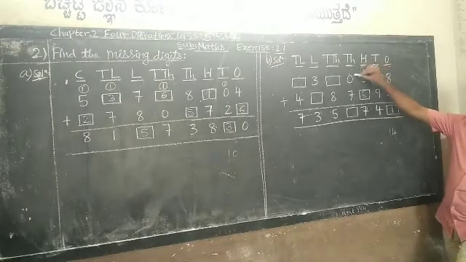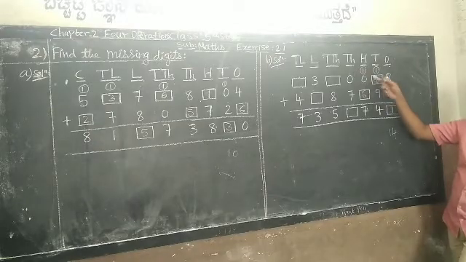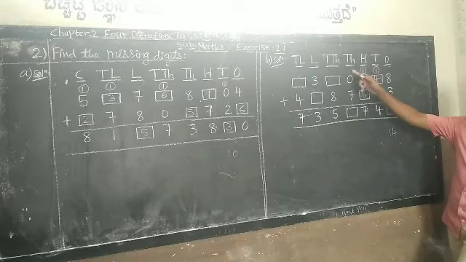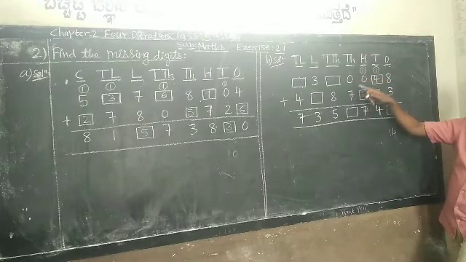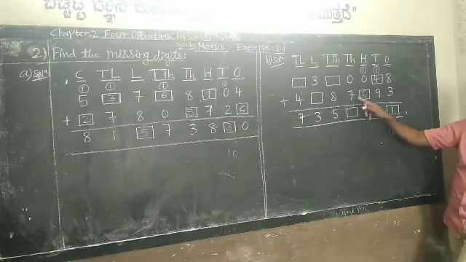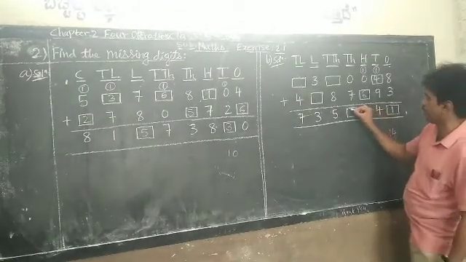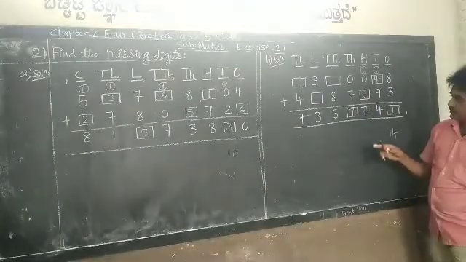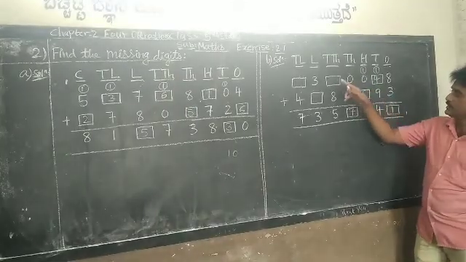Next, go for the thousands place. 0 plus 7. There is no carry because 1 plus 6 is 7. It is a single digit number. You will not get any carry here. Understood? So in the thousands place, 0 plus 7, how much? Easy it is. 0 plus 7, 7. So that 7 you have to write in the box. Next, again no carry. Single digit number, no carry.